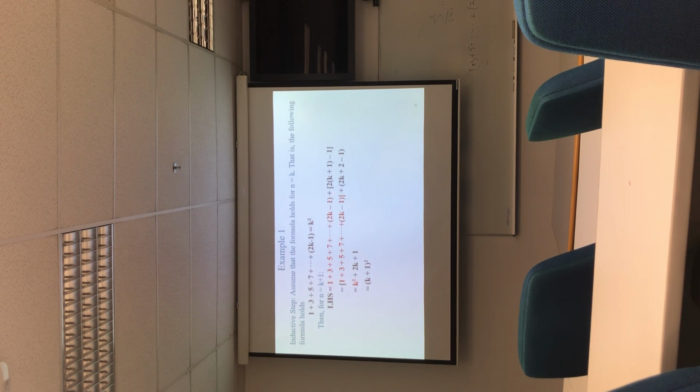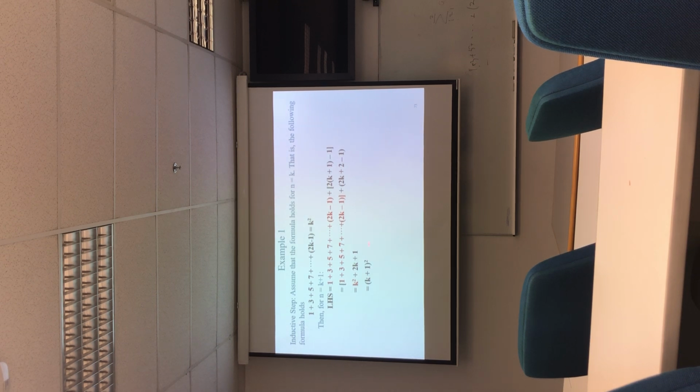So for k plus 1, the first k terms are exactly the same as this one. So we can substitute k squared. We can replace the whole thing by k squared, because we have already assumed that the formula is true for n equal to k, that means we have this. So we replace this part, it's exactly the same with this, and replace it with k squared.